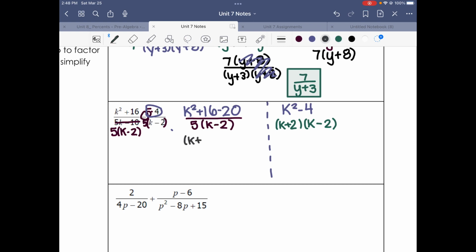So I'm going to go ahead and replace that on the top of my fraction over here. But the denominator isn't changing. Once I've gotten a common denominator, that's all I have to do with the denominator until I have it all factored and I can go ahead and cross out things like k minus 2. So k plus 2 over 5 is my final answer.